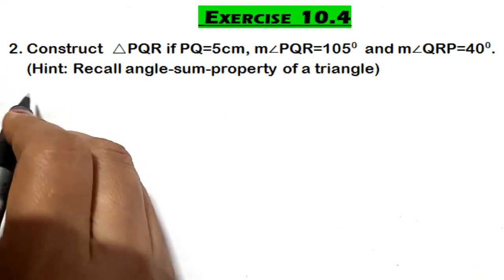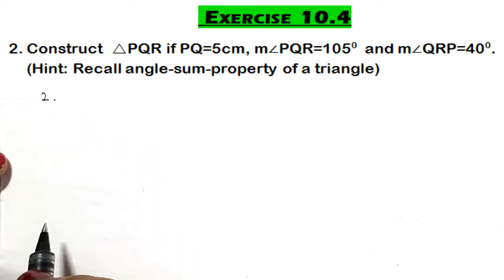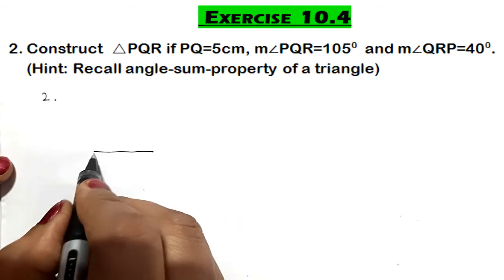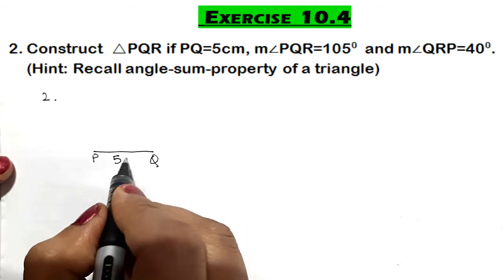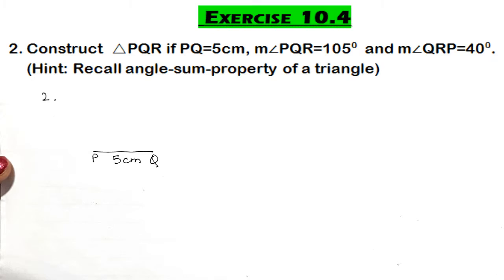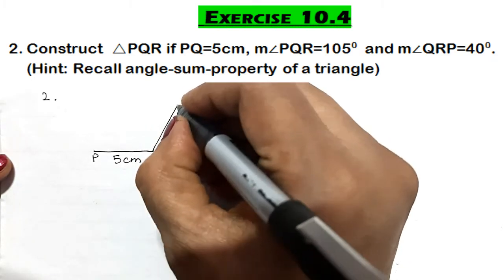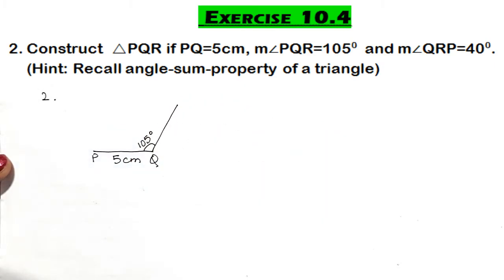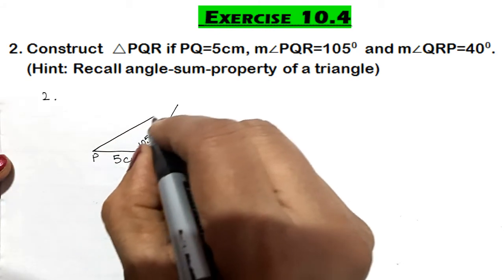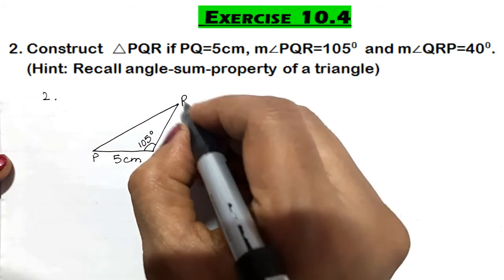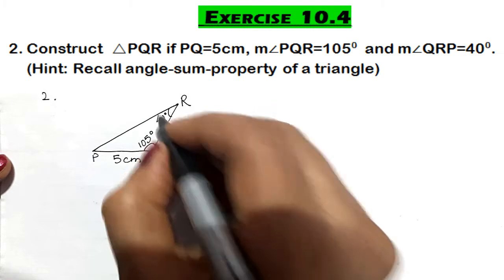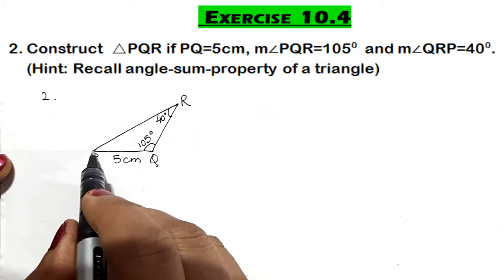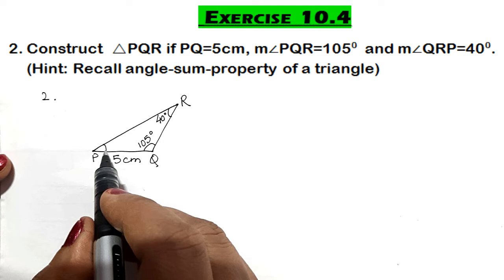Question number 2. Here the side is given as 5 centimeter and it is PQ of 5 centimeter. At Q, I need an obtuse angle 105 degree. At R, it is given 40 degree. So this point, if it is R, this is 40 degree. But at P, I need one angle whose measurement is not given.